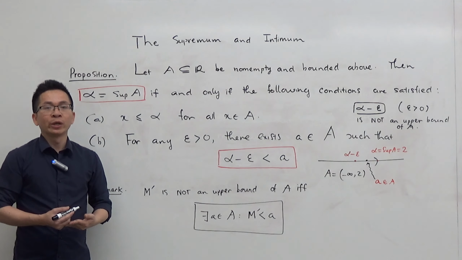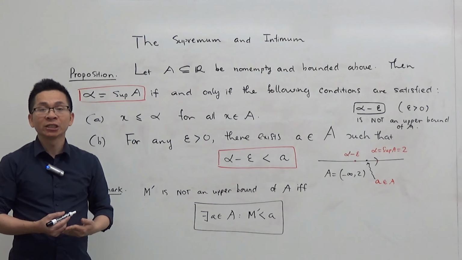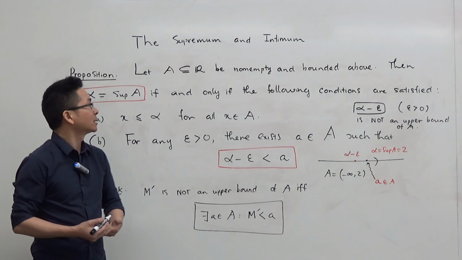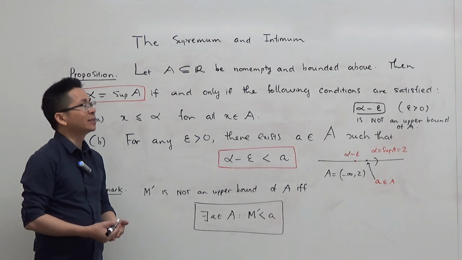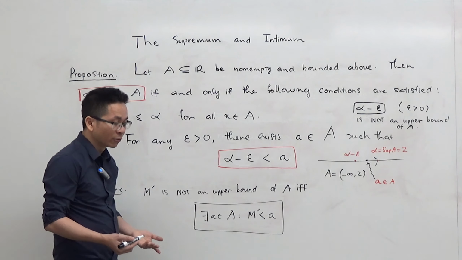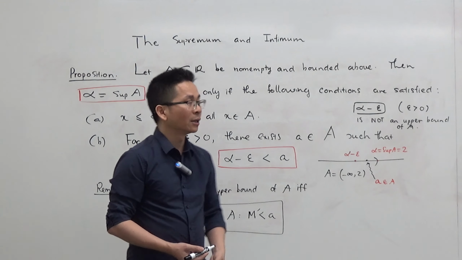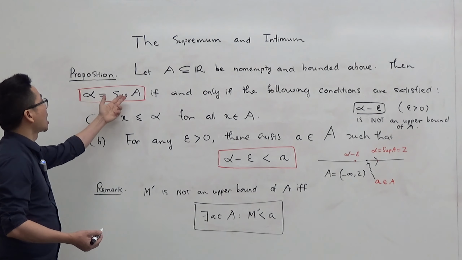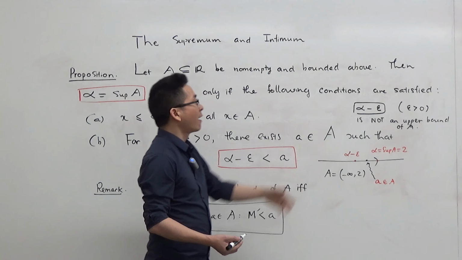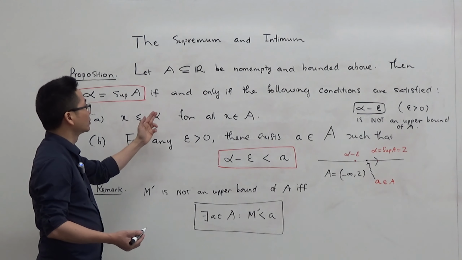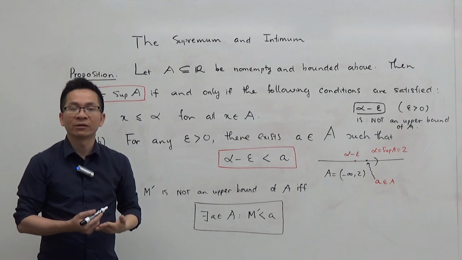Let me now continue with a very important mathematical result that gives a characterization for the supremum of a set. Let A be a subset of the real line that is non-empty and bounded above. Then, as you know from the completeness section, the supremum of A exists as a real number. So, the real number alpha is the supremum of A if and only if the following conditions are satisfied. First of all, x is less than or equal to alpha for all x in A. That means alpha is an upper bound of A.